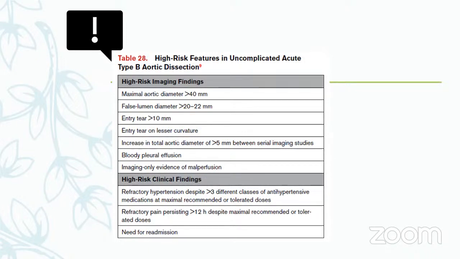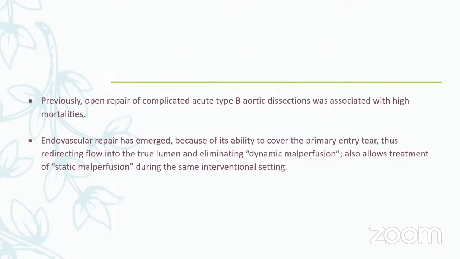The imaging findings include a maximum aortic diameter of more than 4 centimeters, a false lumen diameter of more than 20 to 22 millimeters, an entry tear of more than 10 millimeters, an entry tear on the lesser curvature of the aorta, a bloody pleural effusion, or imaging evidence of malperfusion. So these are considered high risk features for the uncomplicated acute type B aortic dissection.